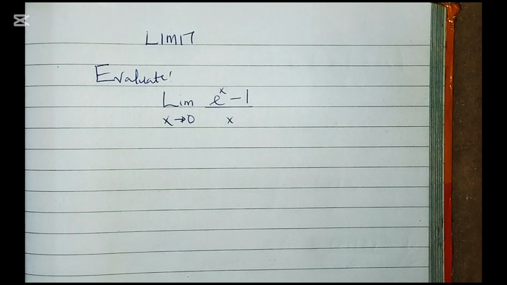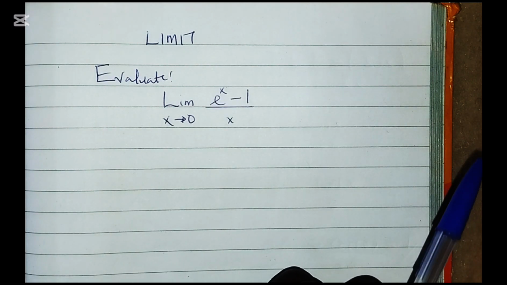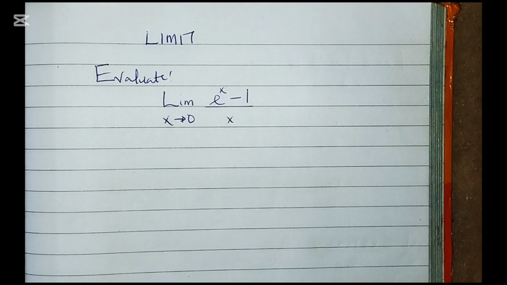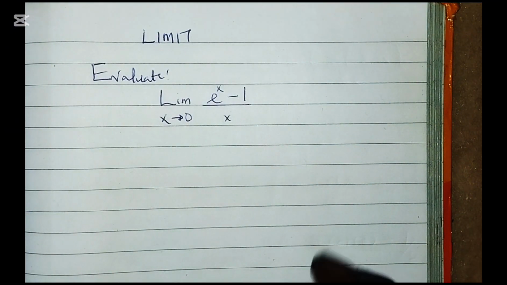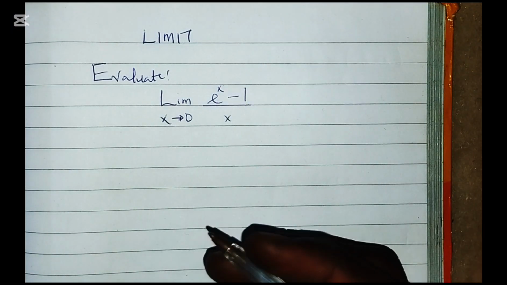This is the limit as x goes to 0 of e to the power of x minus 1 divided by x, and again we have been asked to find the limit of this function as x goes to 0. The first thing we always do here is test the value 0 and see what it gives us.